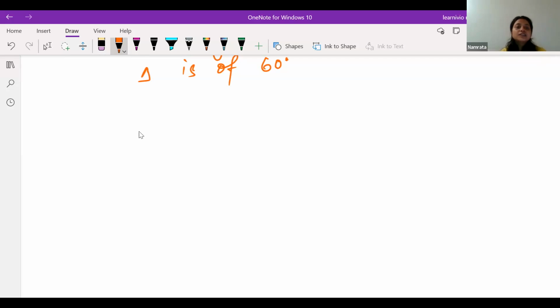Let's continue with exercise 7.3. I am taking the very first question. Here also, more or less, we are going to talk about the concept of congruency or the concept of isosceles triangles and all. So let's see what exactly the question says. Let me draw the figure. Here one figure is given over here.